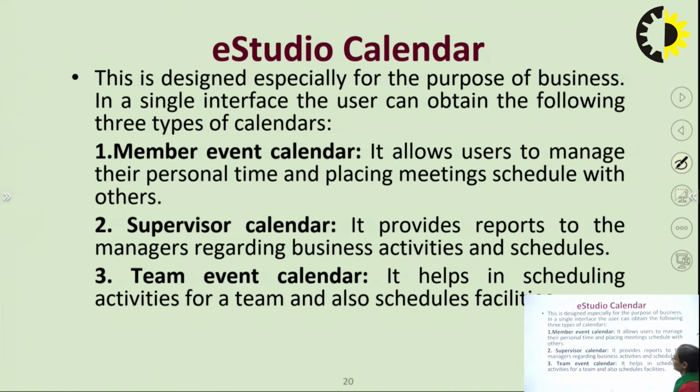eStudio calendar is another example. This is designed especially for the purpose of business. That is, individual use is not supported here. That is why it provides 3 versions: member event calendar, supervisor calendar, and team event calendar. The member event calendar allows the users to manage their personal time and place meeting schedules with others. The supervisor calendar also provides reports to managers regarding business activities and schedules. The team event calendar helps in scheduling the activities for a team and also scheduling facilities.